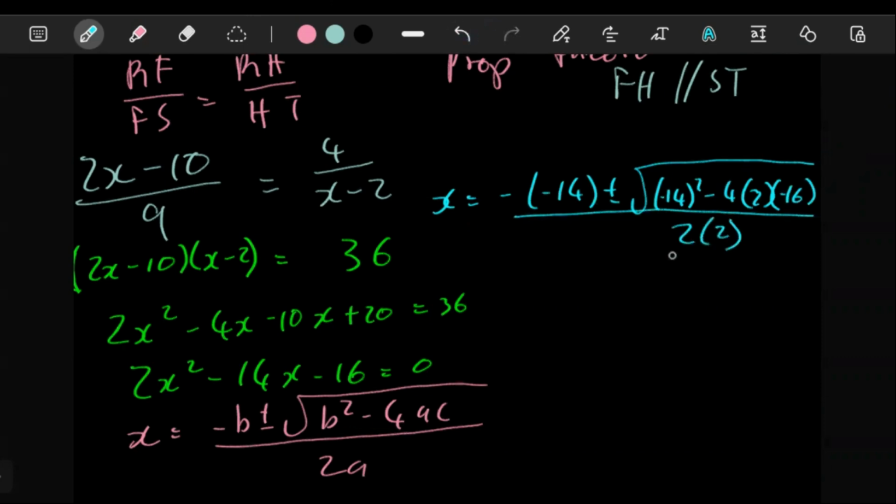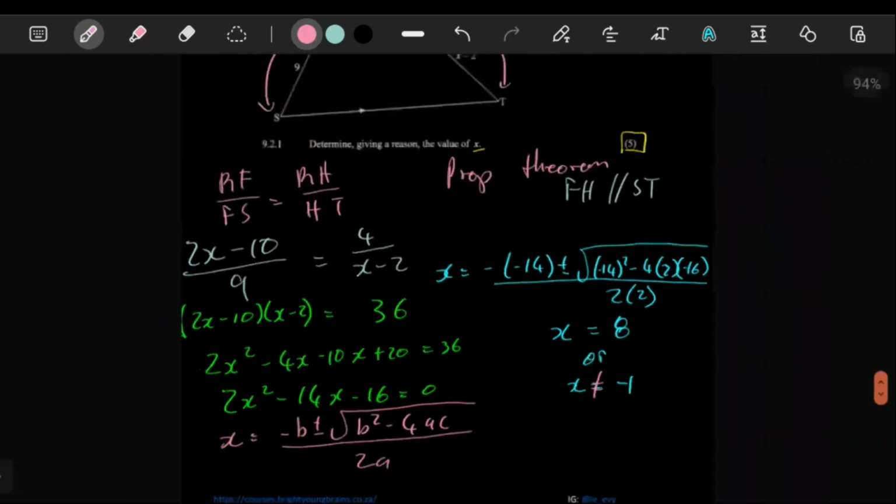So what do we get over there? Check the calculator, and you can be checking on your side too. In the calculator, it is giving us 8 or negative 1. So x is equal to 8 or x is equal to negative 1. But we have to disregard the negative 1 because we're dealing with distance here. So x is 8.